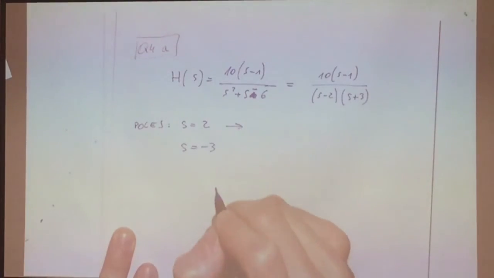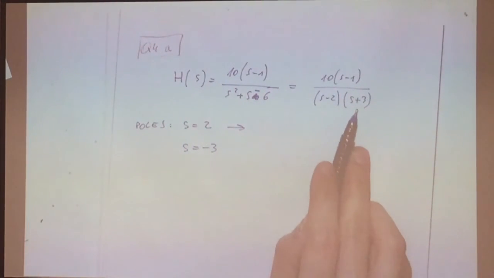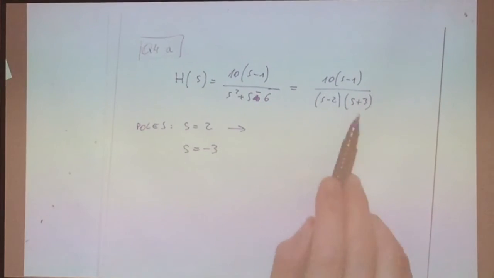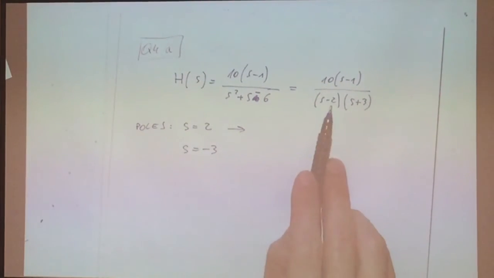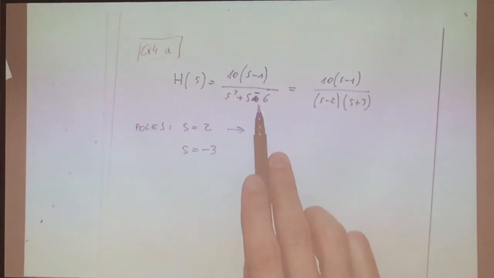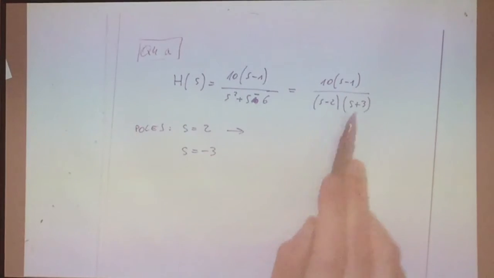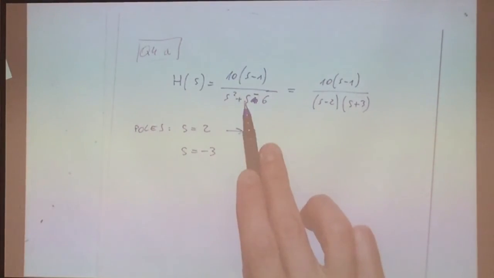How do the poles map? Should be s minus 3 in here. No, because if you multiply these two, minus 2 times plus 3 is minus 6. And the double product is 3s minus 2s, which gives 1s.